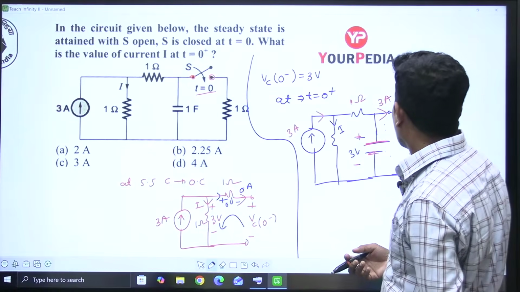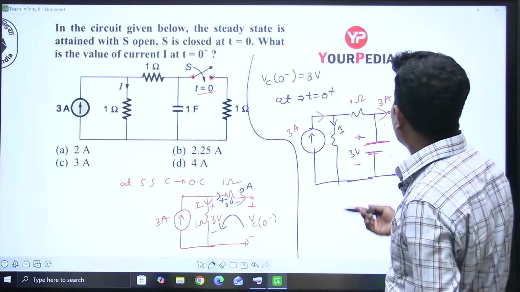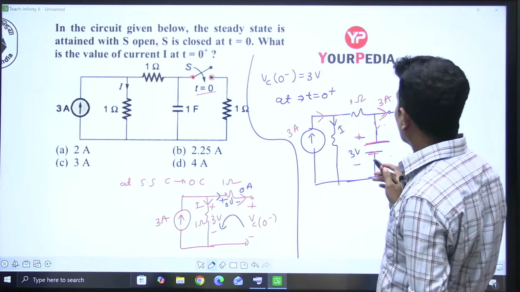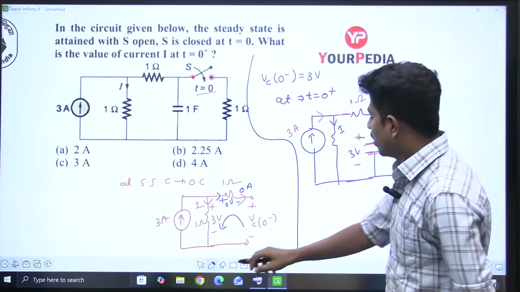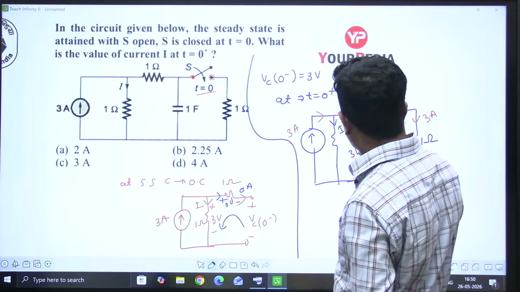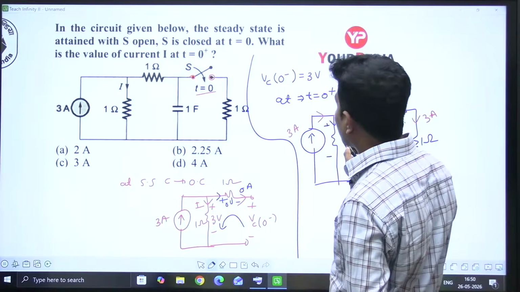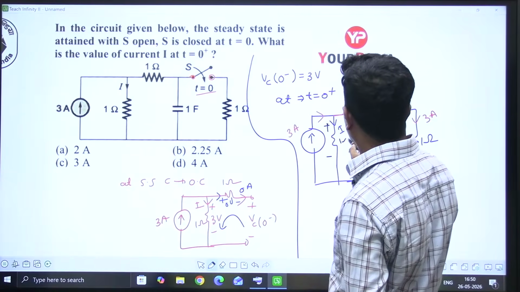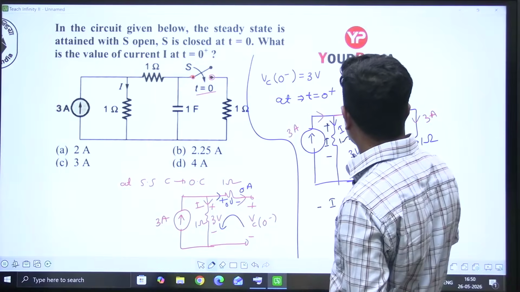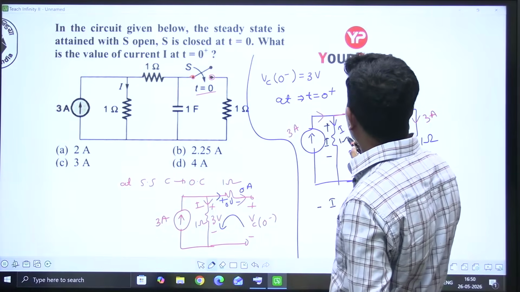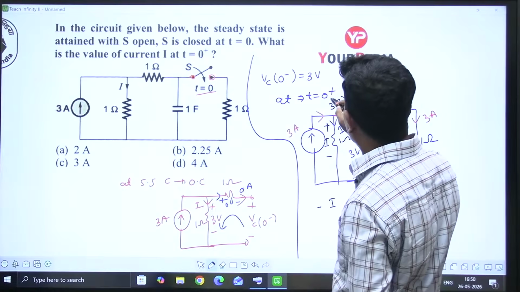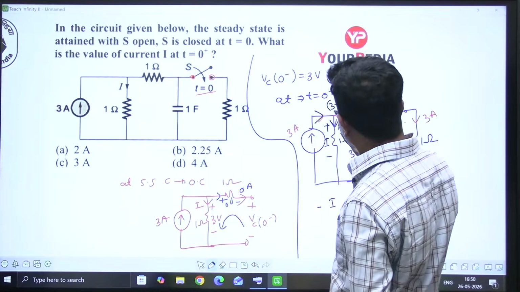Now let's write. I wanted to find this. This is 3 amperes. This current we don't know, let us take it as I. I want this current. How much is this resistance? 1 ohm. So this voltage is I volt. I'm writing KVL. This current is 3 minus I according to current distribution. This is 3, this is I, this is 3 minus I.